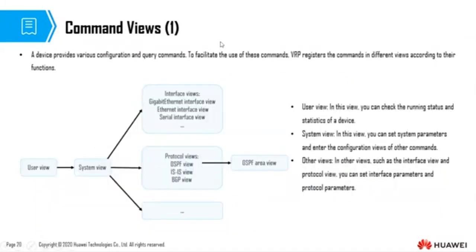Okay, so let's look at what we call command views. Command views are very important. A device provides various configuration and query commands. To facilitate use of these commands, VRP registers the commands in different views according to their functions. Now, generally, you can think of it as three levels of views.